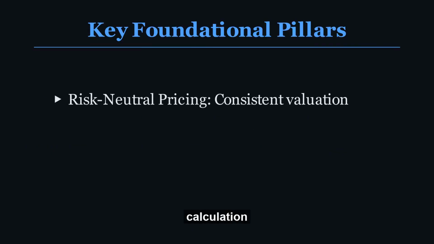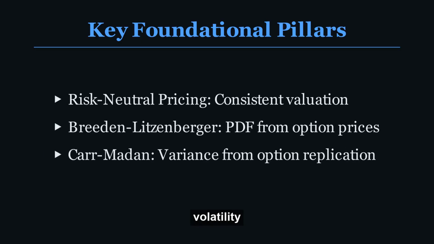To recap, the VIX calculation, and indeed any robust model-free implied volatility measure, stands on three critical theoretical pillars. First, risk-neutral pricing ensures a consistent valuation framework for derivatives. Second, the Breeden-Litzenberger theorem provides the mechanism to extract the market's risk-neutral probability distribution directly from observable option prices. And finally, the Carr-Madan replication strategy shows how a portfolio of options can replicate a variance swap, thus linking option prices directly to expected variance. Together, these theorems provide the rigorous proof foundations for the VIX, making it a truly sophisticated instrument.